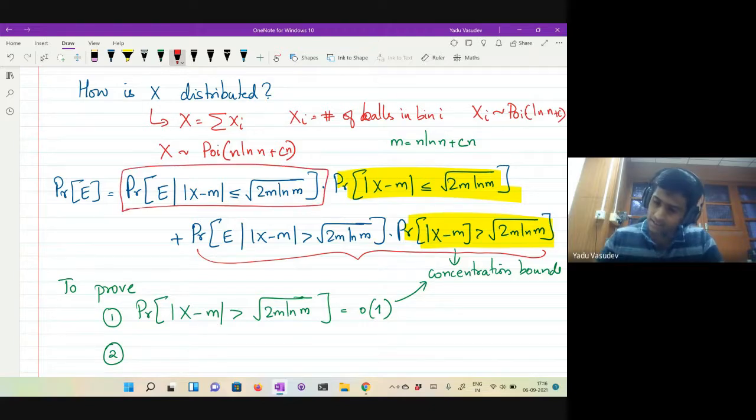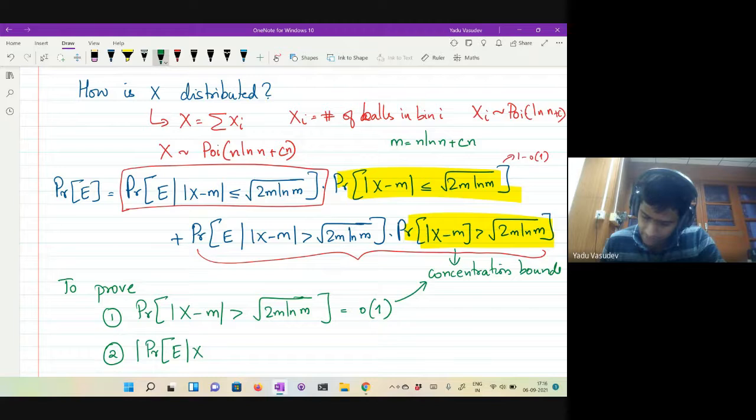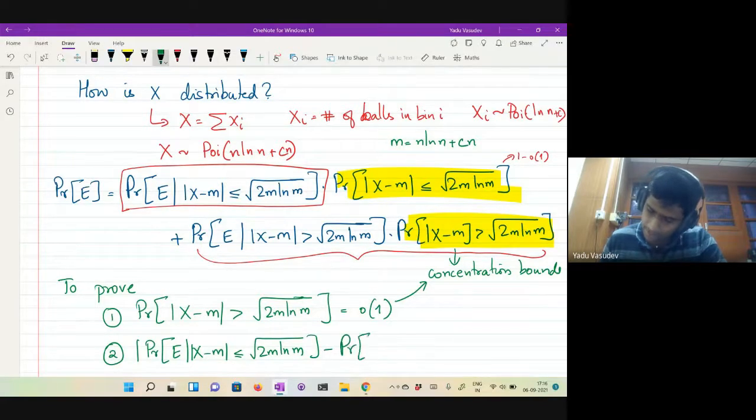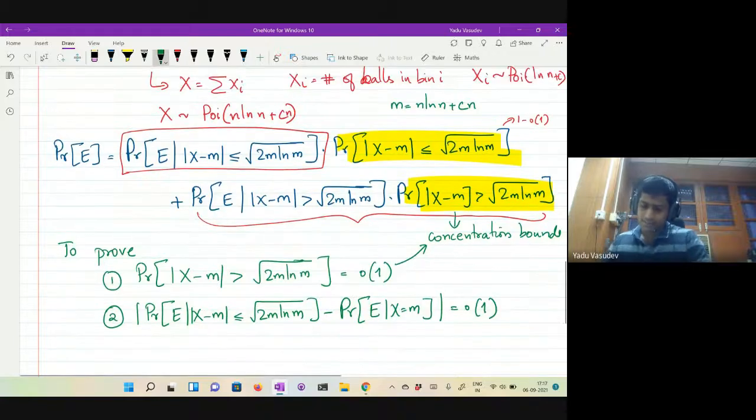So this is a large term, right? If you prove the first, it will mean that this term is something like 1 minus little o of 1. Now somehow you need to connect this term here in this box with the probability of E given X equals M, which is what we want. So what you can actually show is that the probability of E given that X minus M is less than or equal to square root 2m ln m, minus the probability that E given X is equal to M, is little o of 1, right? What does this say?